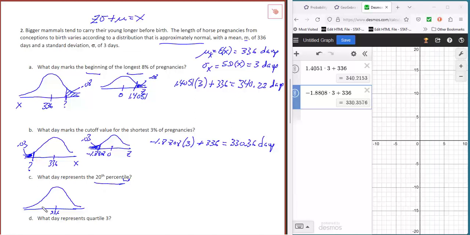What it's saying is there's some value here such that below this value is 20%. Above this value is 80%. So the 20th percentile separates the lower 20% from the upper 80%. That's what a percentile does. Okay, so if it's the 70th percentile, it would separate the lower 70% of all the information from the upper 30%. That's what we want to know.